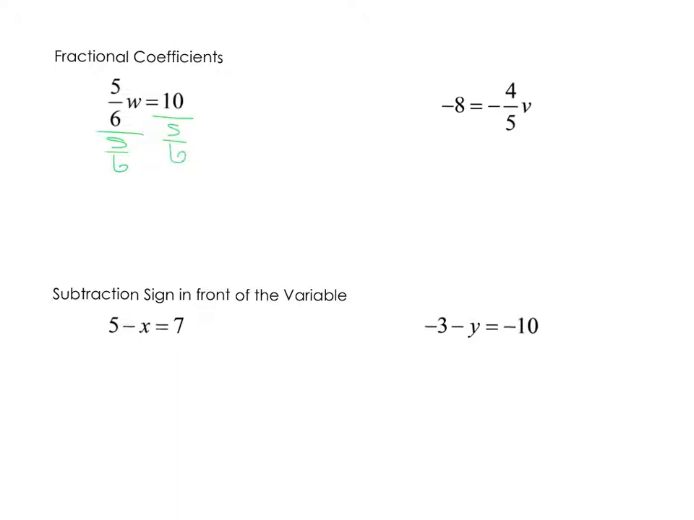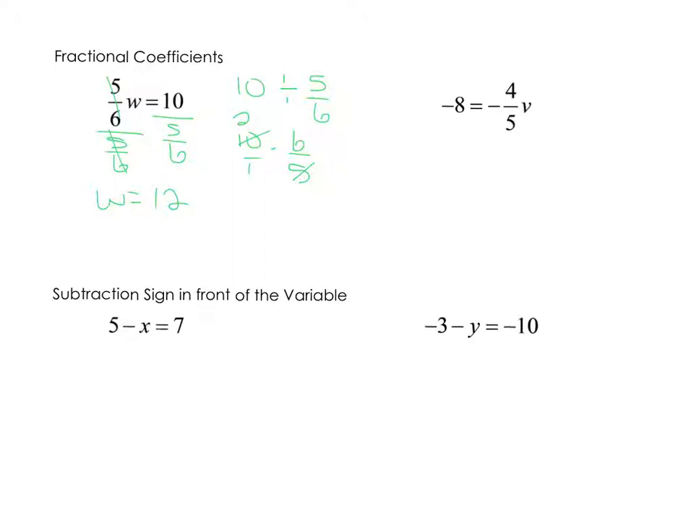Okay, now this looks a little weird. We know right here that the 5/6 over 5/6, that's going to cancel. No big deal. We're left with w. Now, on the right, we have 10 divided by 5/6. How do we divide by a fraction? We multiply by the reciprocal, right? So we put the 10 over 1, 5 goes into 10 two times, and 2 times 6, we get 12. So that one, they were nice to us, and we ended up with a whole number answer.